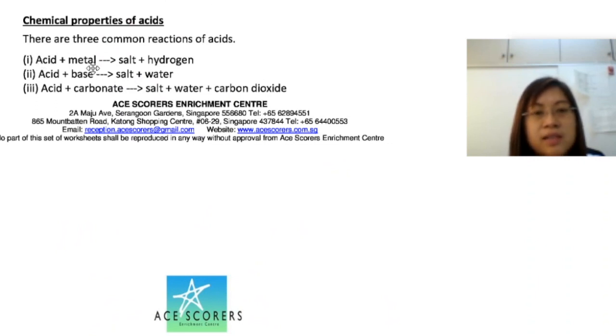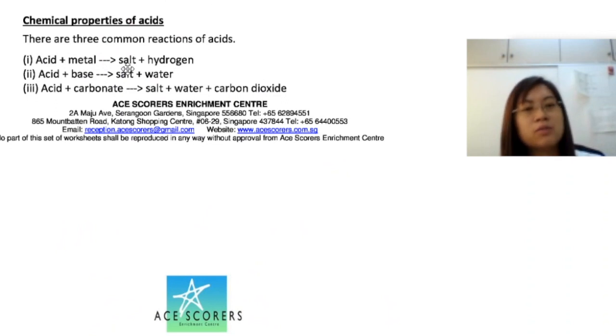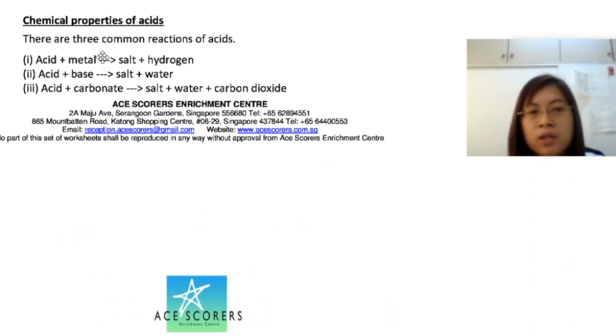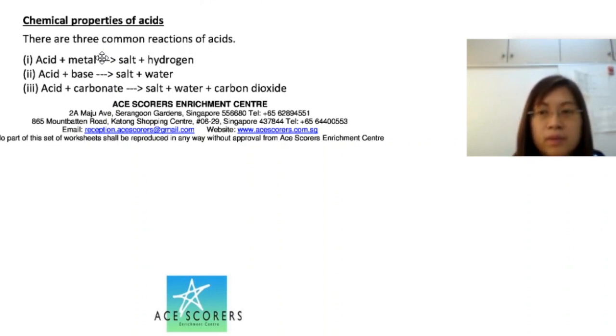So we have the acids and metals giving the salt and hydrogen. Now take note that for this reaction, acids and metals, you only need to take note that unreactive metals, they don't react. For example, copper, silver, and gold. Copper, silver, and gold, they don't react with the acid.